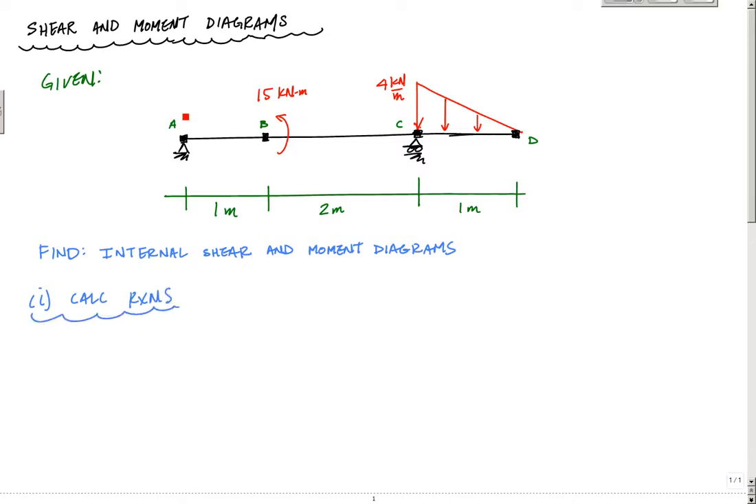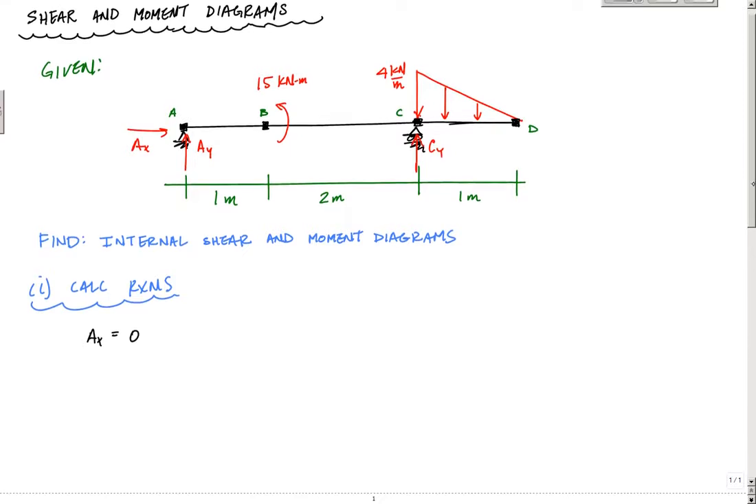The thing you want to do is draw what the reactions are. So we're going to have a vertical reaction Ay, a horizontal Ax, and Cy vertical there. Ax is pretty trivial. If you sum the forces in the horizontal, that's going to be 0. So Ax equals 0. That's easy.